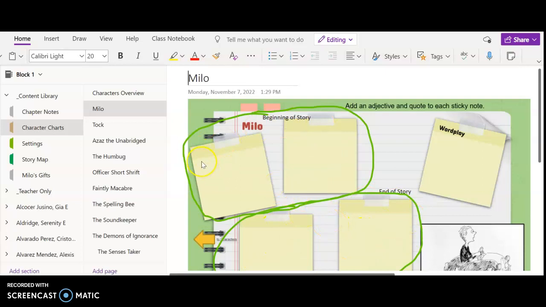So today we're going to use what the text says about Milo to add into our sticky notes. We are going to add an adjective and a quote to each sticky note. Each of the sticky notes describes Milo. So we're going to go back into the text and find some text evidence that proves what Milo is like. So I want you to take a second and go back into the text. Where do you see information about Milo?